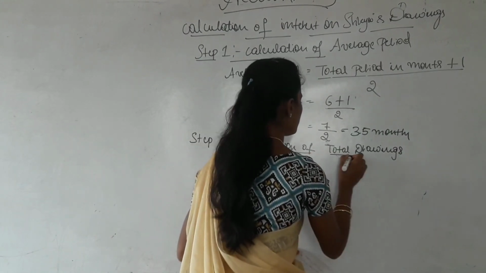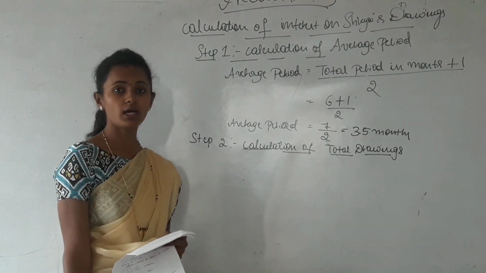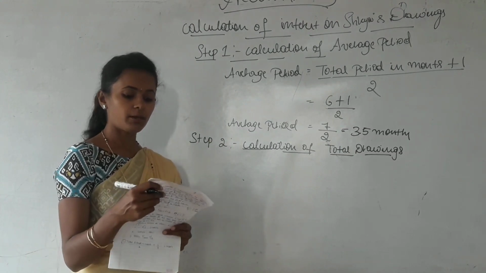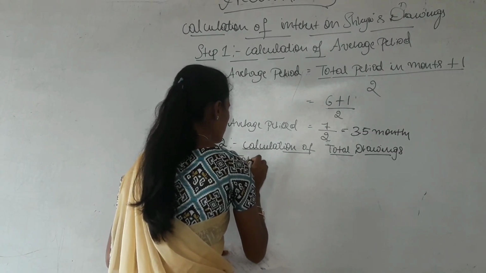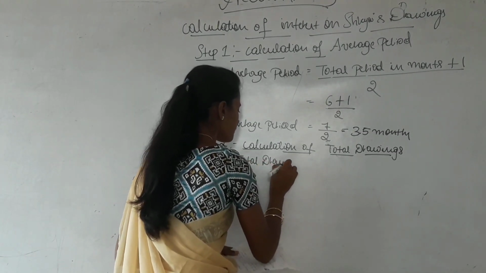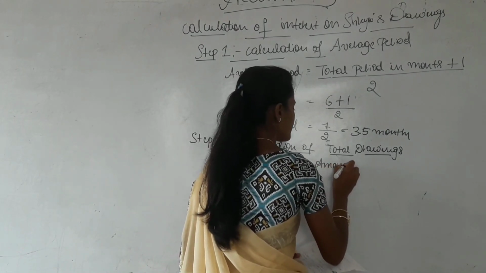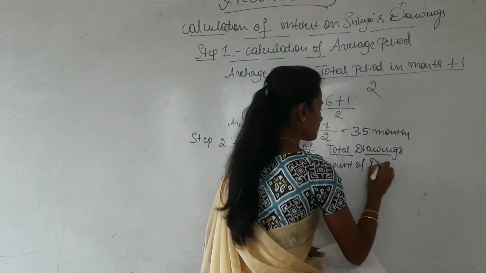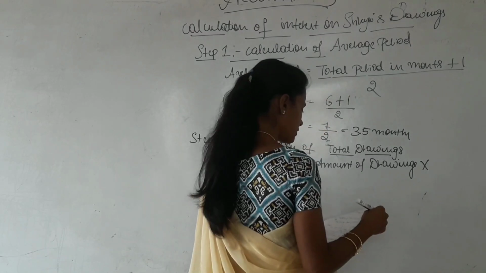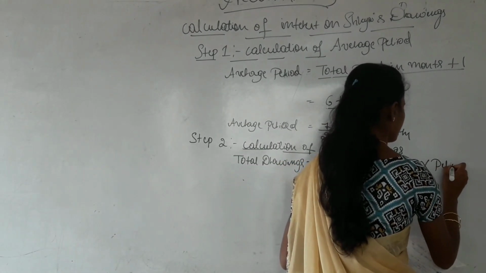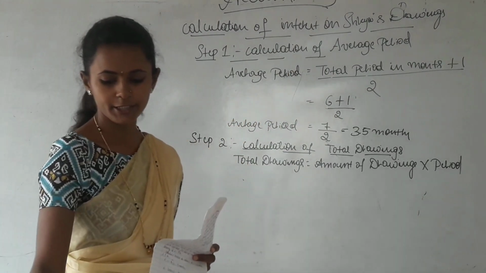Calculation of total drawings. To calculate the total drawings, we have a formula: total drawings is equal to amount of drawings into period.